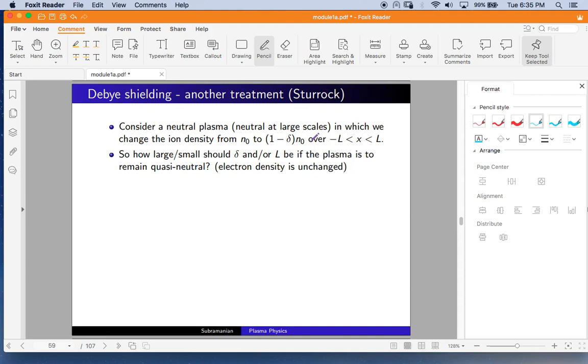Now, the question to ask is how large or small should delta be, and L be? If the plasma is to remain quasi-neutral, the electron density is unchanged. Only the proton density is changed now. So this is the question we ask. There's slightly different notation, but I'm simply copying down the formulas from the sources I'm referring to.